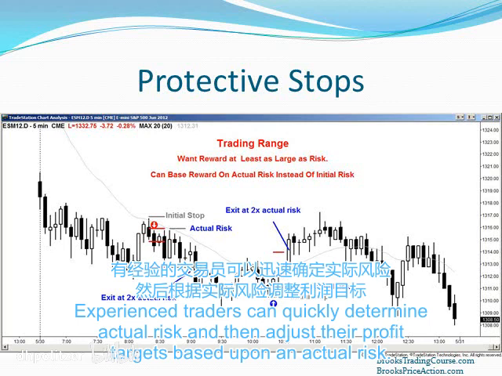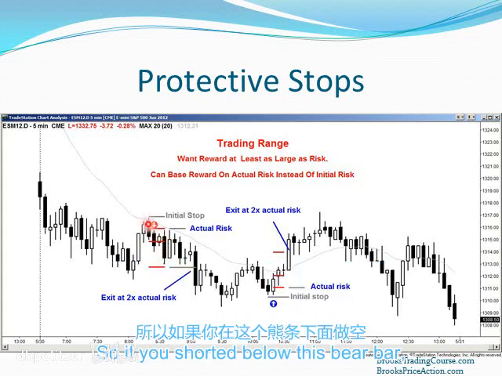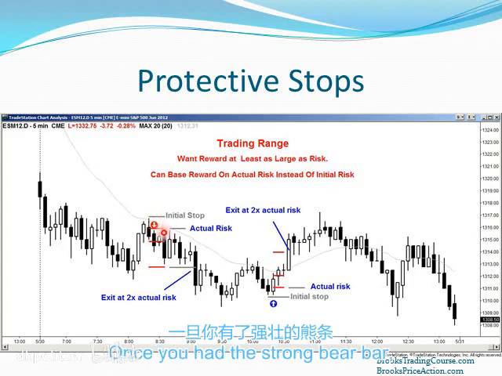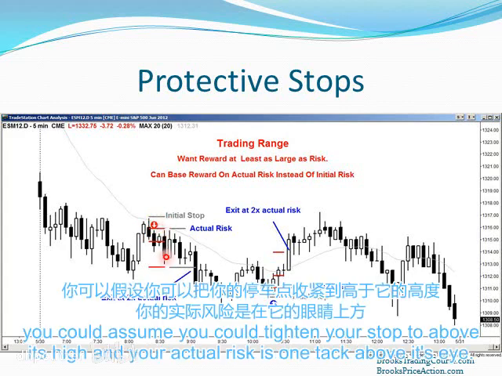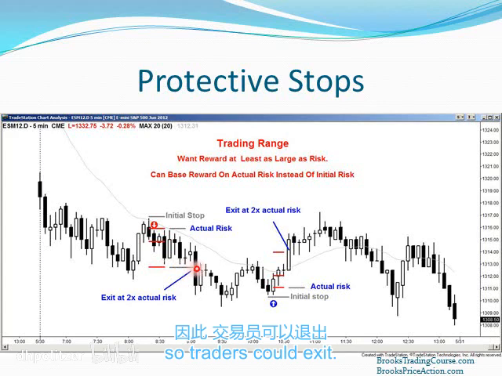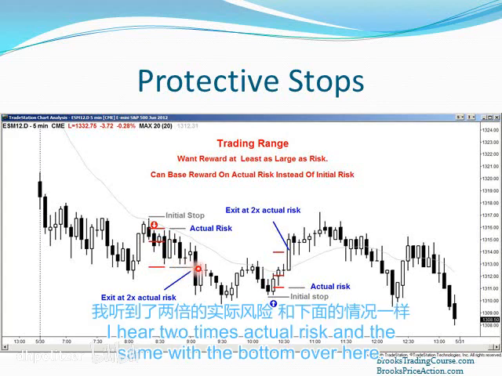Experienced traders can quickly determine actual risk and then adjust their profit targets based upon actual risk. So if you shorted below this bear bar, your initial stop is above its high. Once you had this strong bear bar, you could assume you could tighten your stop to above its high, and your actual risk is one tick above its high. Your entry price is right here, so 2 times actual risk is here. So traders could exit here, 2 times actual risk.